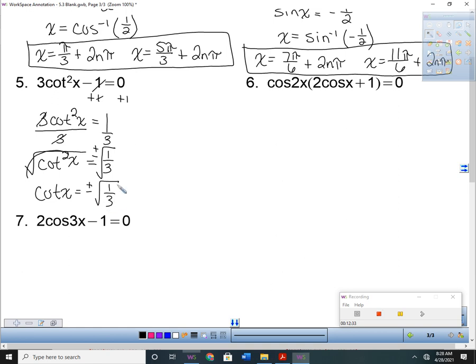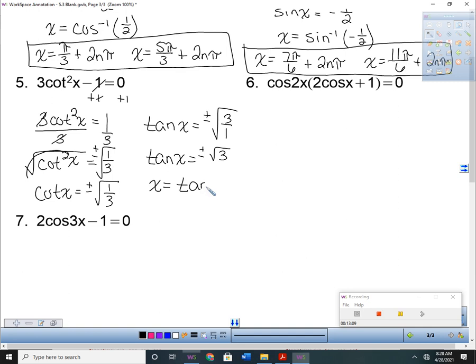Now, before I even rationalize this and all that, I just need to realize that I have to flip this, right? So I'm going to do tangent x is equal to plus or minus the square root of 3 over 1. And that actually eliminates having to rationalize, because if I take the square root of these, I get the square root of 3 over the square root of 1, but the square root of 1 is just 1. So I don't even have a denominator anymore. So now I do the inverse.